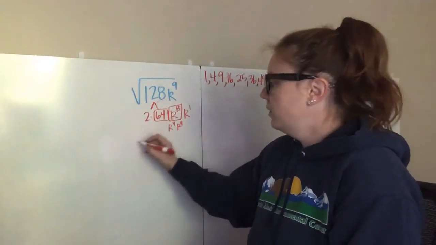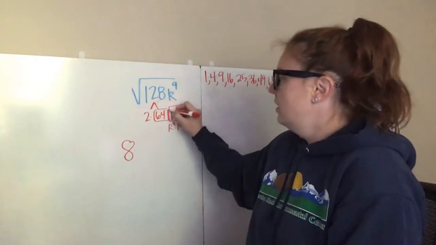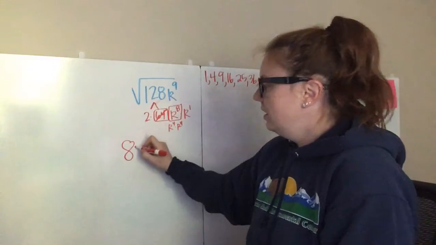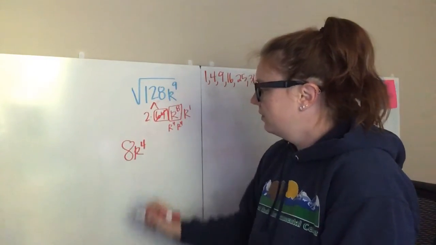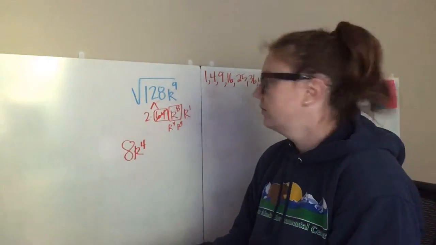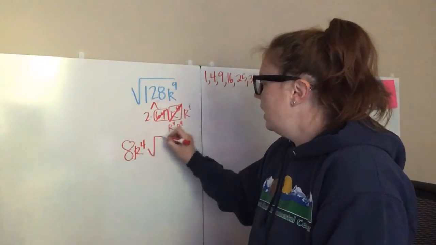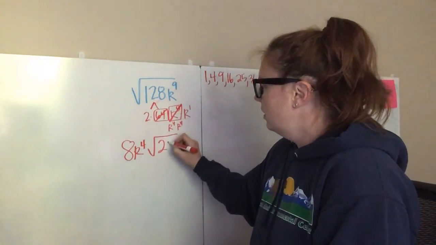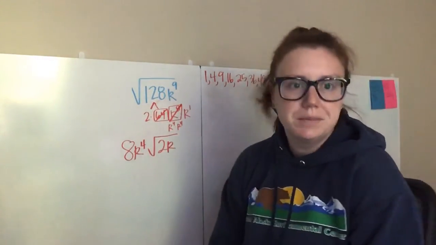So the square root of 64 is 8. The square root of R to the 8th is R to the 4th. And left behind underneath the radical is 2R.